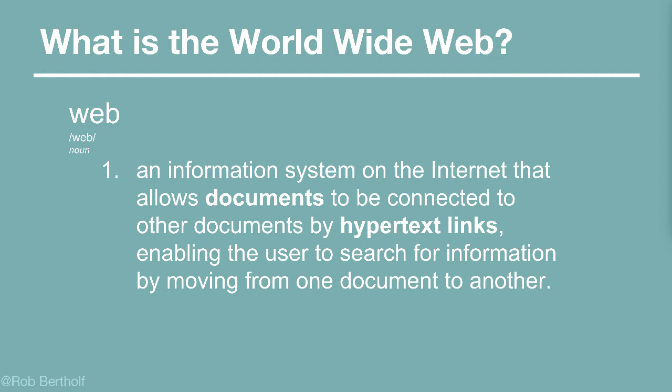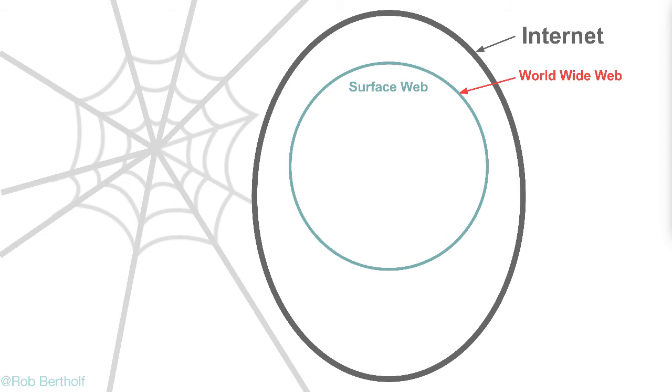These URLs, often referred to as links, can be navigated using hyperlinks, which we'll go into a little bit shortly. So here's an illustration. On the outer ring, we have the Internet. Inside, we have the World Wide Web.